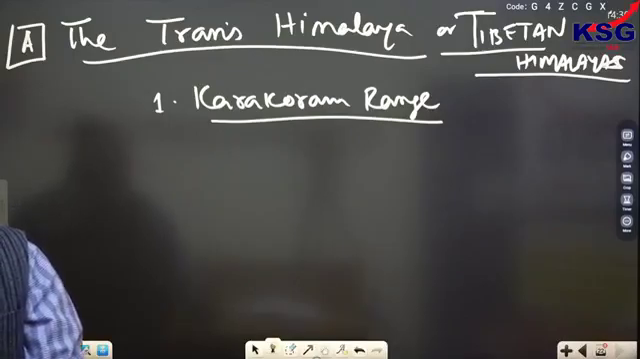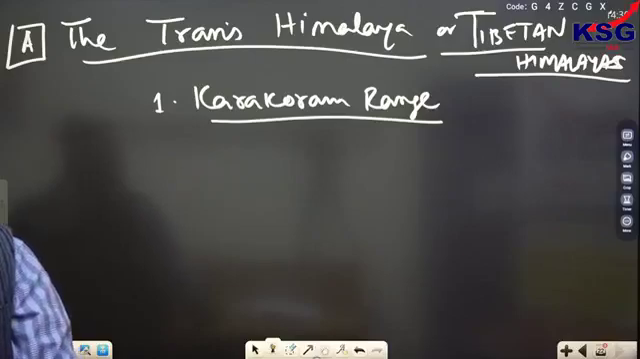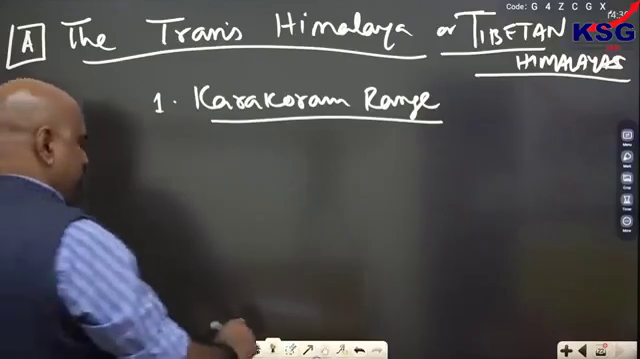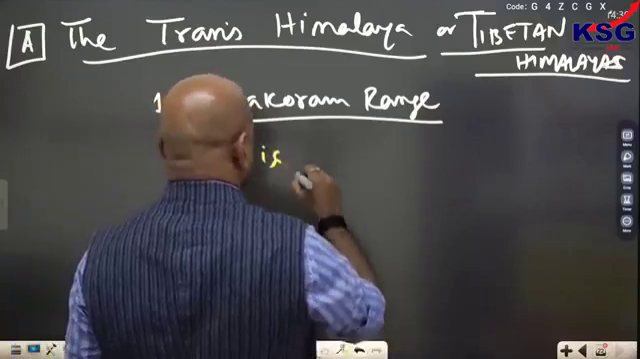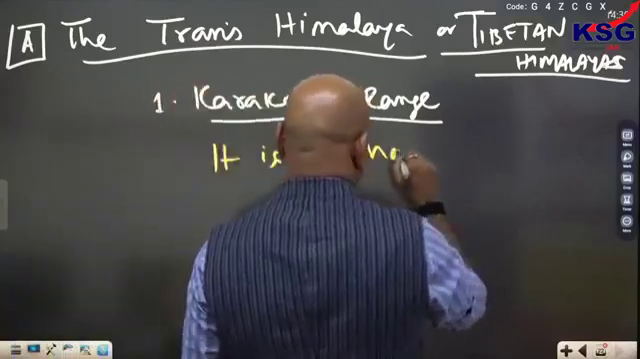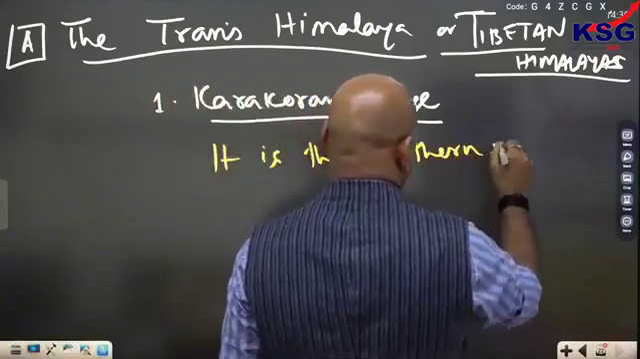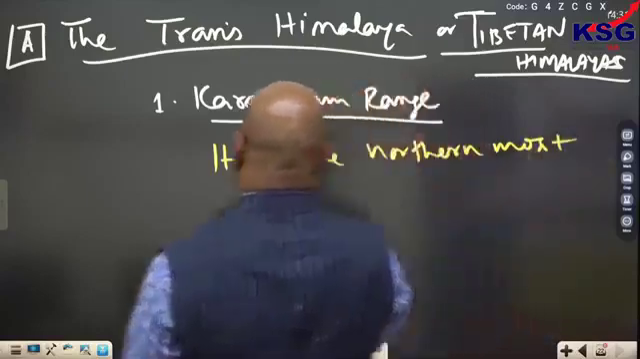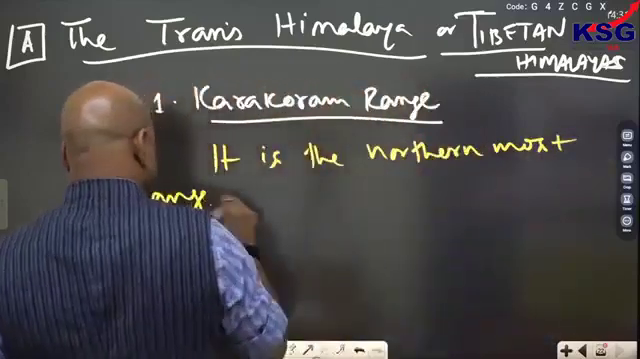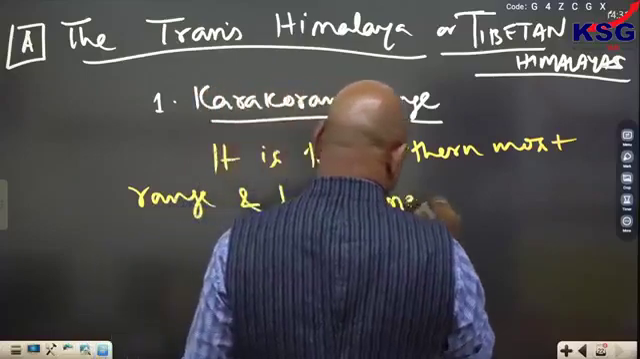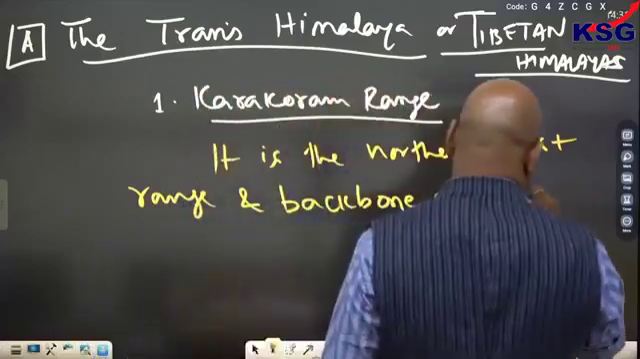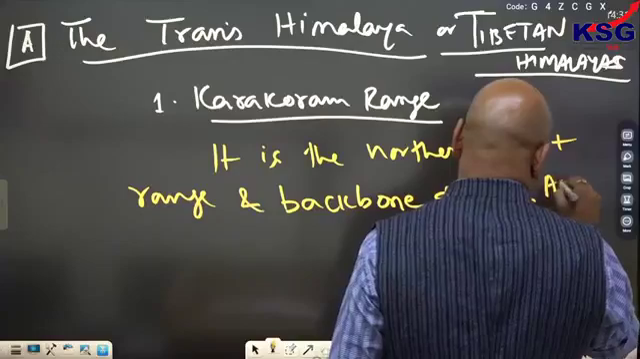Karakoram, Ladakh and Jaskar बोला मैंने. Karakoram is called the backbone of High Asia. It is the northernmost range and backbone of High Asia.